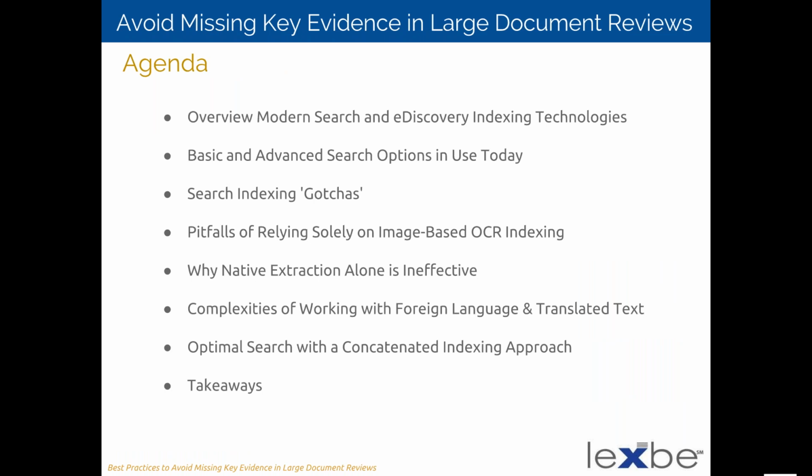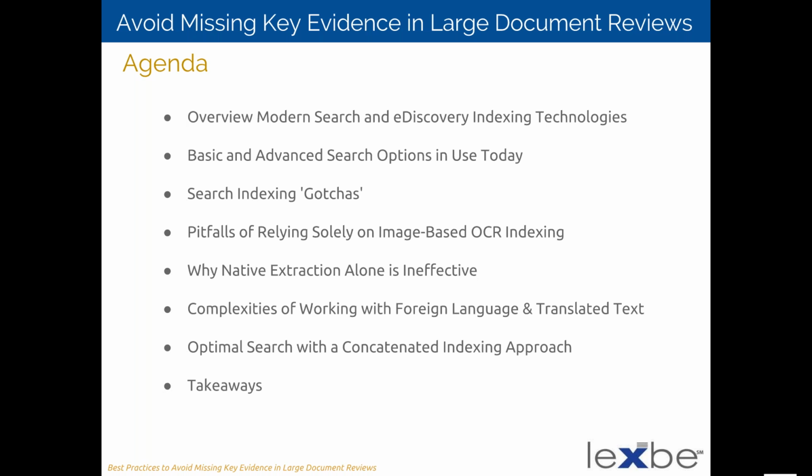Thank you. Thanks for joining us today, everyone. Today we're going to be talking about missing key evidence in large document reviews, as you know. So we're going to start out by talking about some modern search and eDiscovery indexing technologies. But before that, we're really going to talk some about general search options that we're using today, how to make your searches more reliable and get rid of junk results, and also talk about some specific indexing gotchas and what's the difference between an image-based OCR index and a native extraction index.